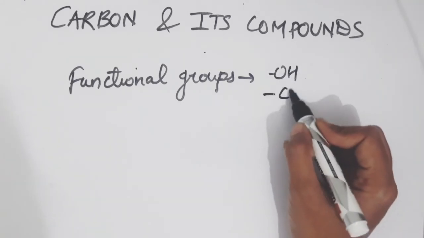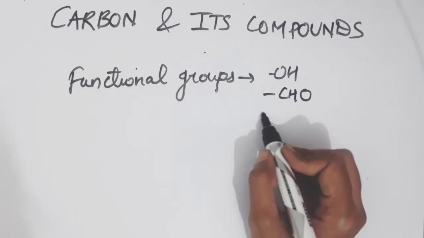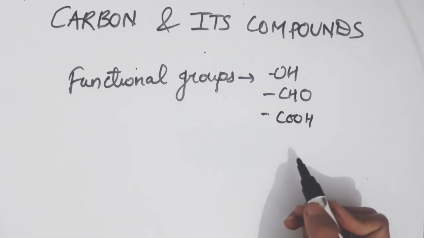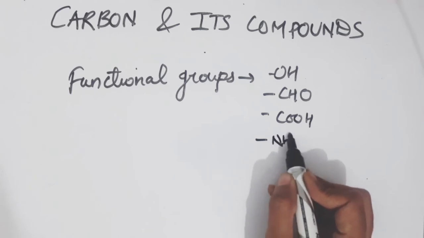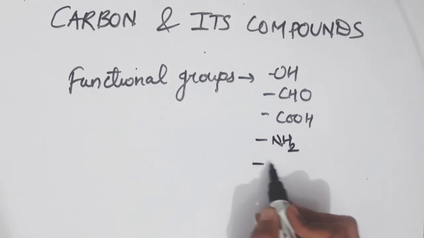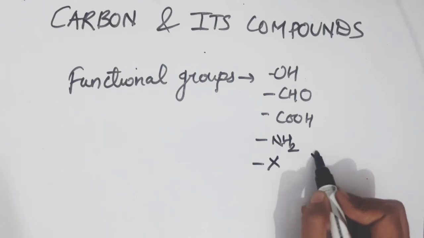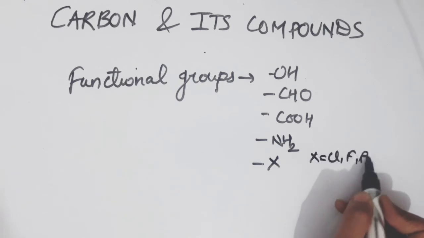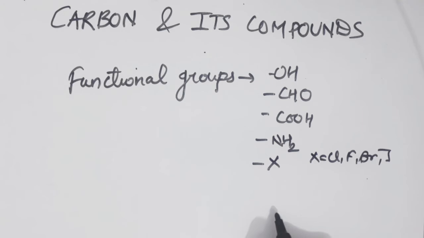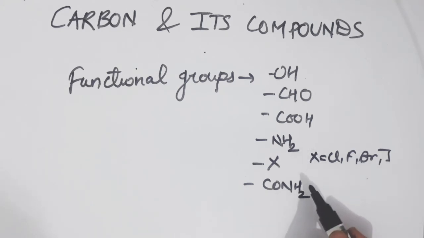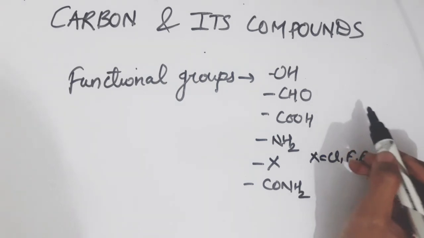Then we have the CHO group, which is known as the aldehyde group. Then we have COOH, the carboxylic group. Then we have NH2, known as the amino group. Then we have X, which represents halogens: Cl, F, Br, I. Then we have CONH2, known as the amide group. Then we have so many other compounds formed from these main compounds. These are some of the functional groups that we will discuss in detail. This is an alcohol group.